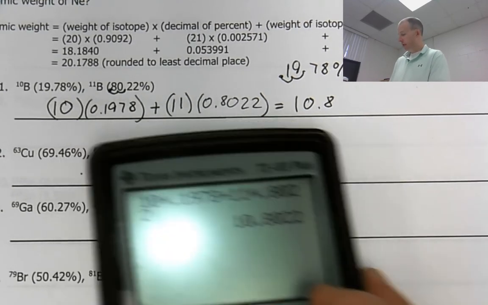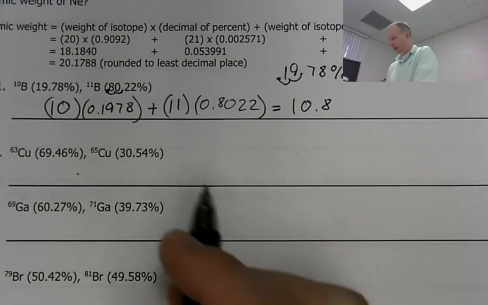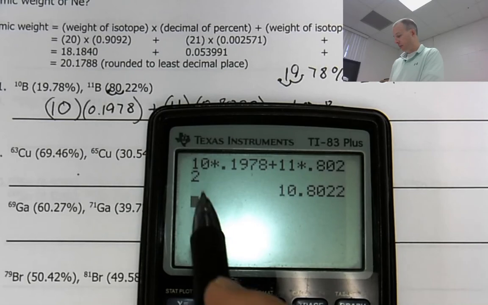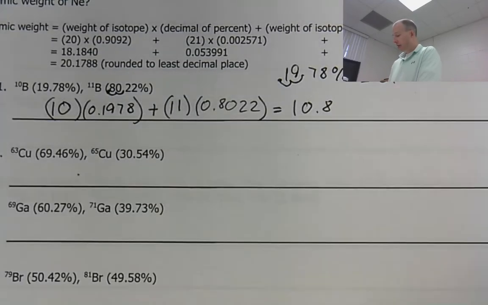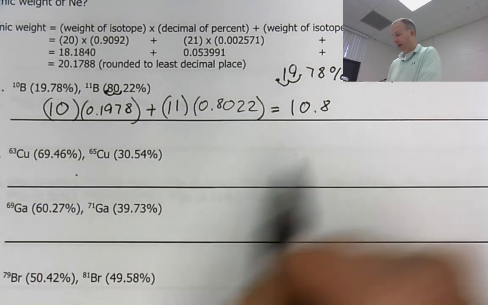Make sure when you do this that you're following order of operations. Make sure that you are multiplying this together. When I typed it into this calculator, it worked because it did multiplication and multiplication, then it added the two numbers together. Make sure when you're doing this otherwise that you're going to multiply these first, then add them together.